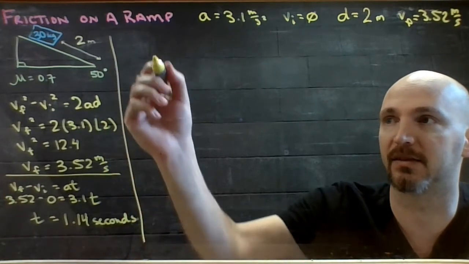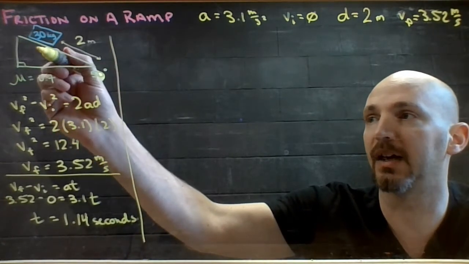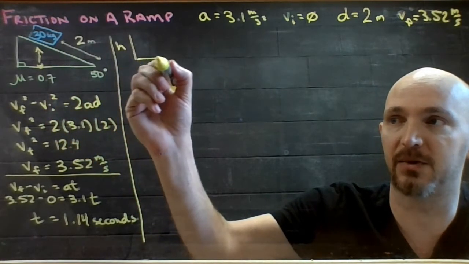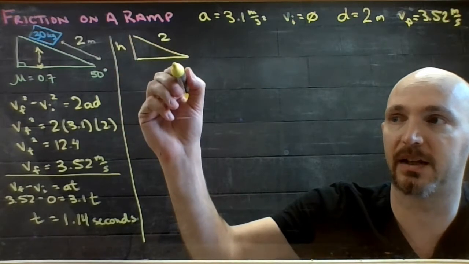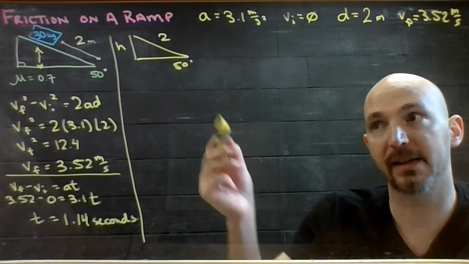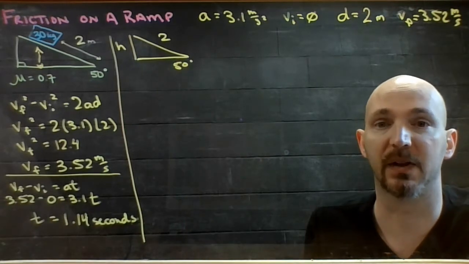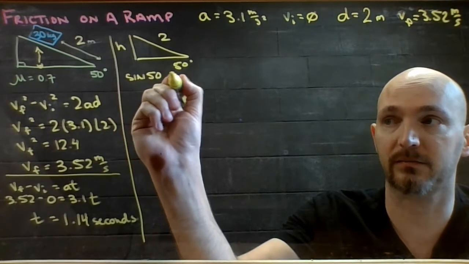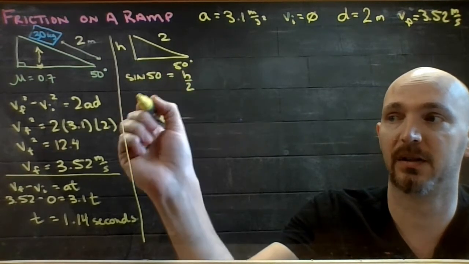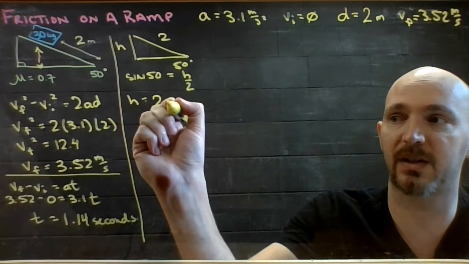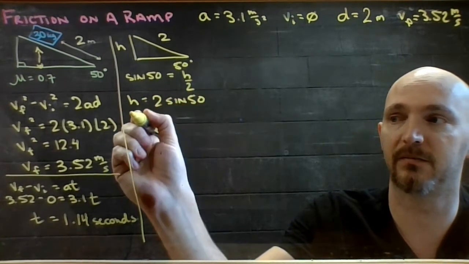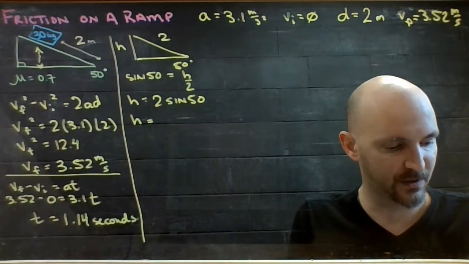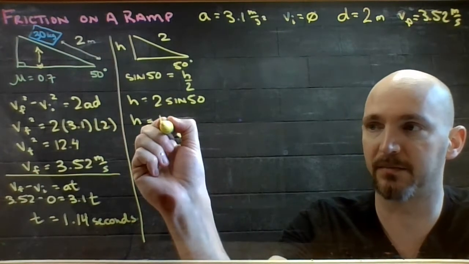So let's check that. First, I need to know how high this is. So I need h because I'm doing mgh. I have 2 and I have 50 degrees. Well, I can set that up opposite over hypotenuse as a sine ratio, so sine of 50 would be h over 2. So the height of that block is 2 times sine 50. Let's check that. 50 sine times 2 is 1.53 meters up.